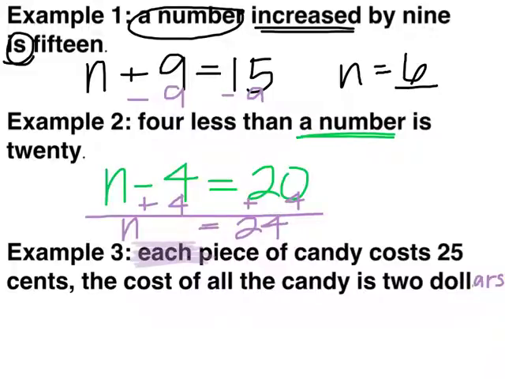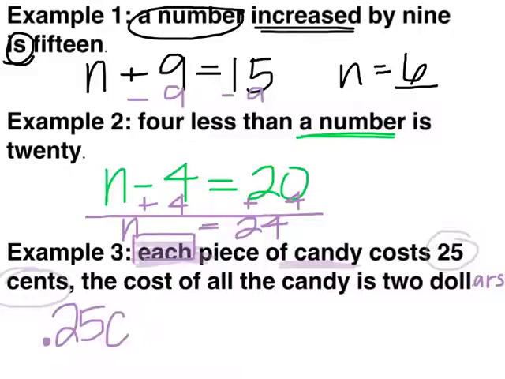The word each tells us that we need to multiply by 25 cents. So identifying our variable is candy. So we will let C represent our variable. And the word each, again, means to multiply. So C times 25 cents. Make sure that we noted cents here, which is a decimal. There's a difference between 25 cents and $25. Each piece of candy costs 25 cents. The cost of all the candy is $2. So all of this equals $2.